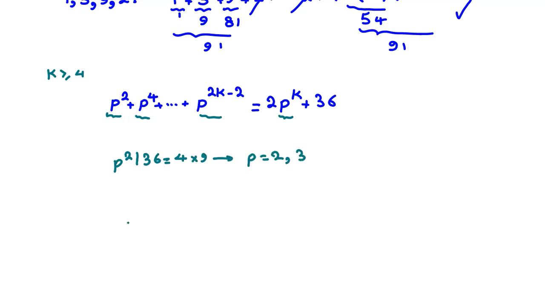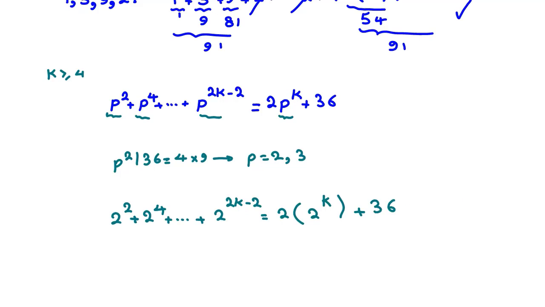Let's consider p equals 2 first. 2 squared plus 2 to the 4 plus 2 to the 2k minus 2 equals 2 times 2 to the k plus 36.